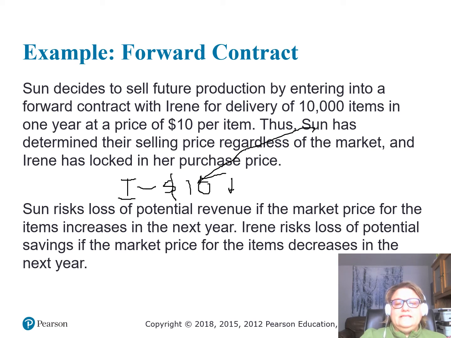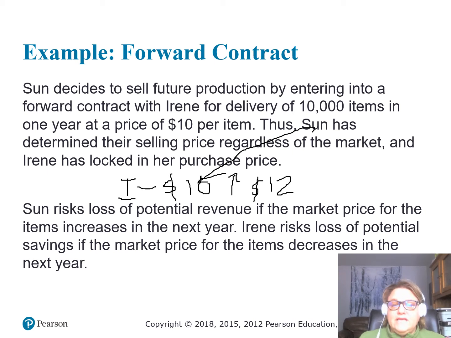Here's the other situation. Let's say Irene and Sun get together, they say $10. Let's say the purchase price goes up. Let's say it goes up to 12. Well, Irene only pays 10, so Irene got a good gig out of this. However, Sun lost potential revenue had they not locked into this contract.